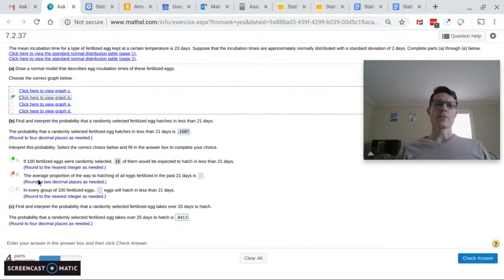So yeah, that's a lot different than the average proportion of the way to hatch eggs of all fertilized eggs in the past 21 days is. Not even sure what that means exactly. In every group of 100 fertilized eggs, 16 eggs will hatch in less than 21 days. So this is closer to the right answer. In every group of 100 fertilized eggs, 16 will hatch in less than 21 days.